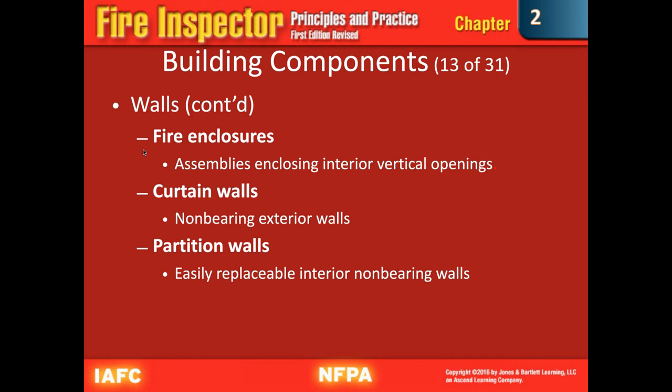Fire enclosures, often called exit enclosures, assemblies enclosing interior vertical openings. These prevent fire and smoke from spreading from floor to floor. They usually run vertical, not horizontal. Curtain walls. These are non-load-bearing exterior walls attached to the outside of a building. Partition walls, these are easily replaceable interior non-load-bearing walls.